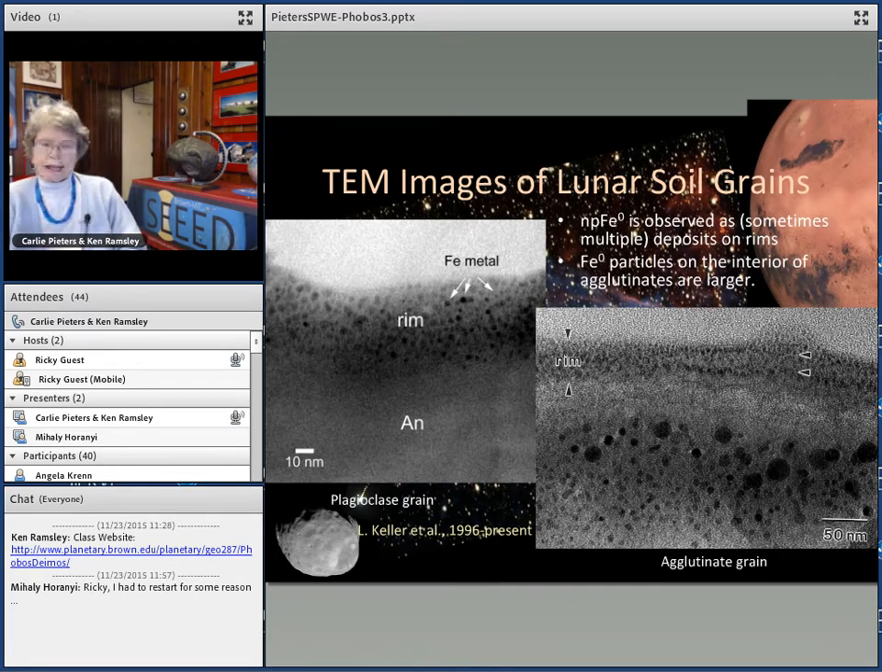Shown on the right is an agglutinate grain, these heavily processed grains on the surface. And you see, again, these nanophase irons at the surface. In fact, in this case, you see a layering of these nanophase irons. On the interior of the grain, which has been recycled multiple times, the metallic iron components have grown to be much larger than the nanoscale ones which occur on the surface.